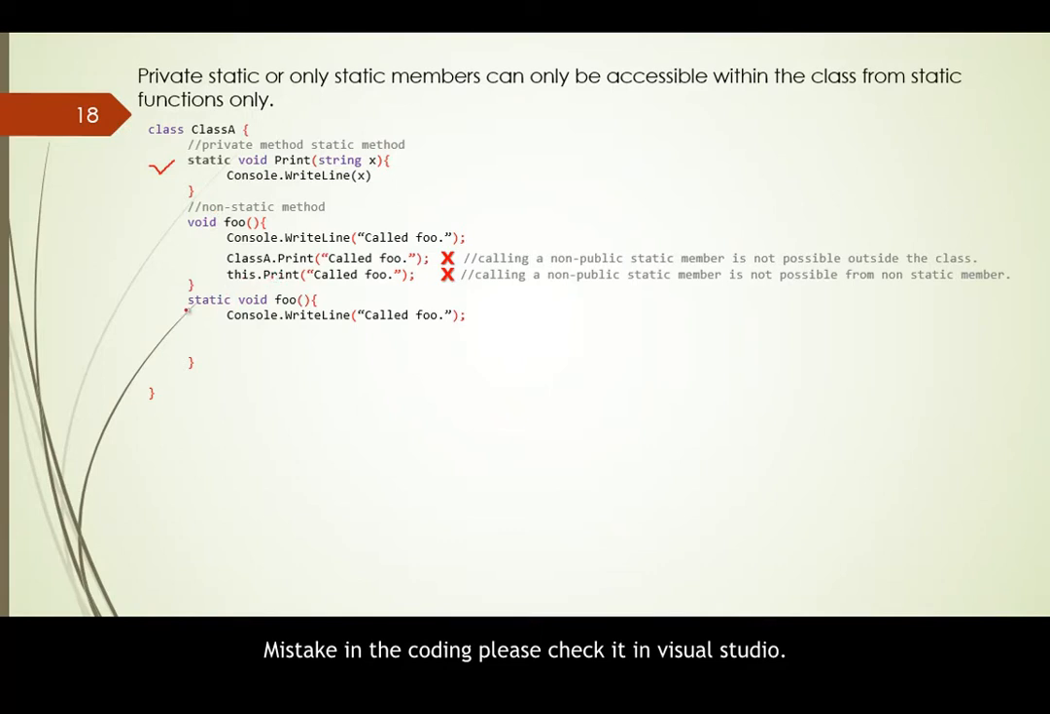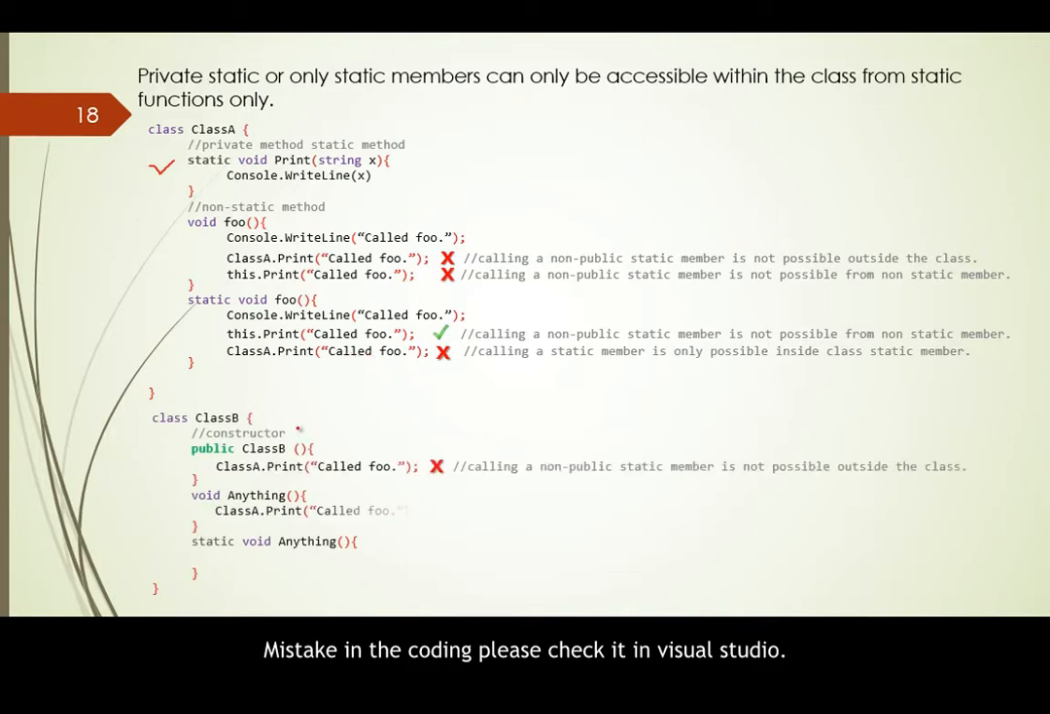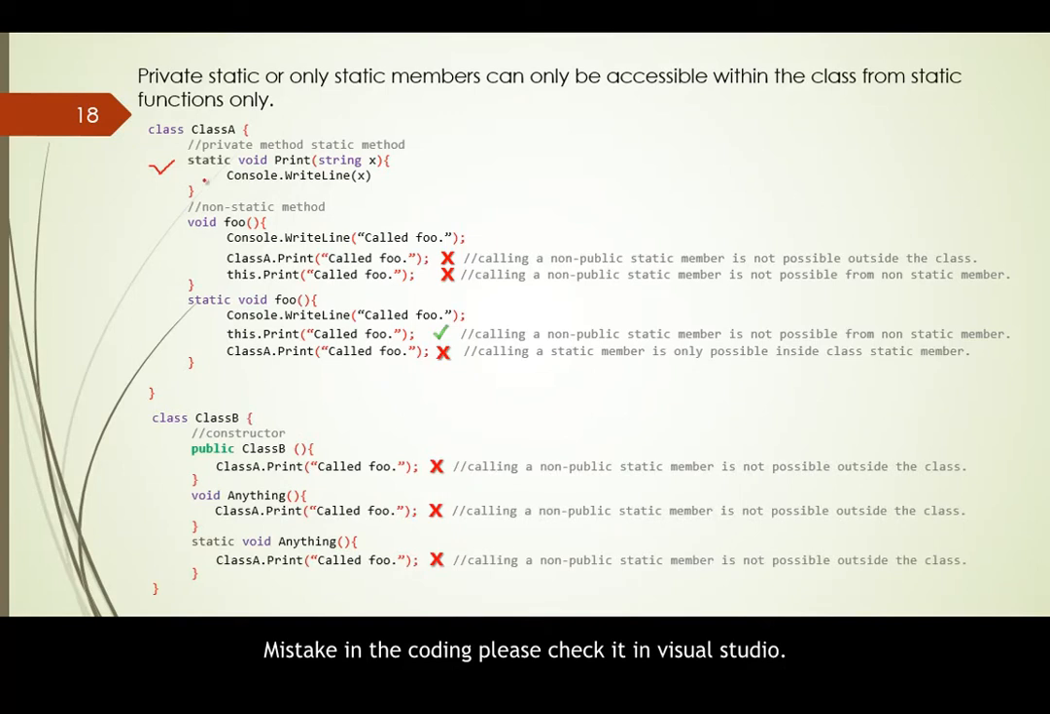Let's try it on the static method. If we do this dot print, we'll be successful because we can call static methods or members from static members. And if we try to access it again with class A dot print, it will not succeed. Let's see the example for class B, and for all the examples we will fail because it is a private static member. We cannot access it outside the class.